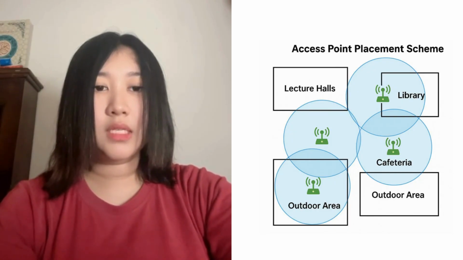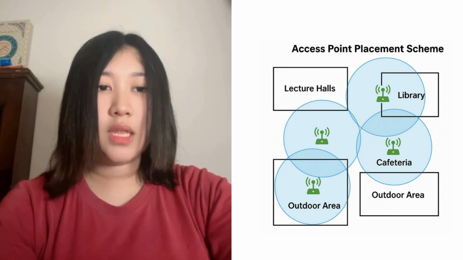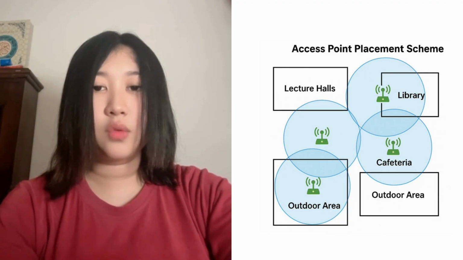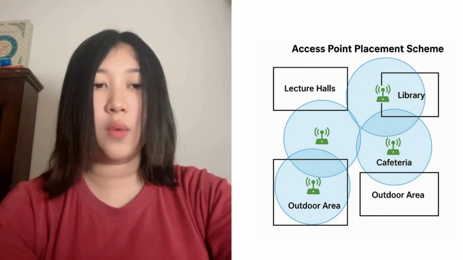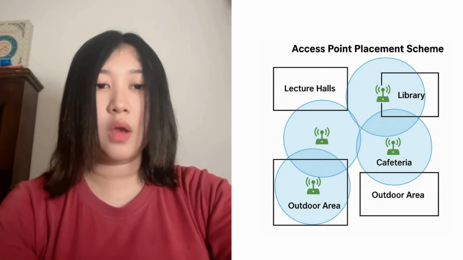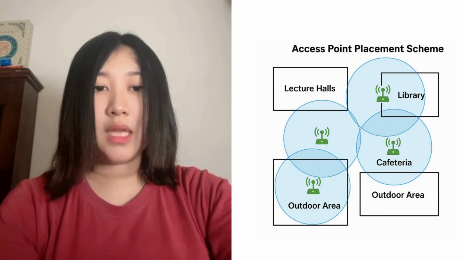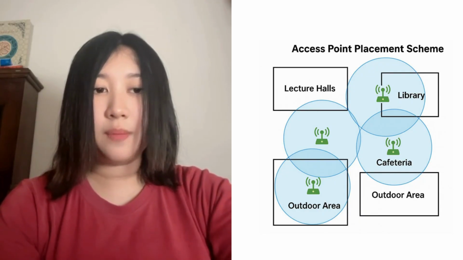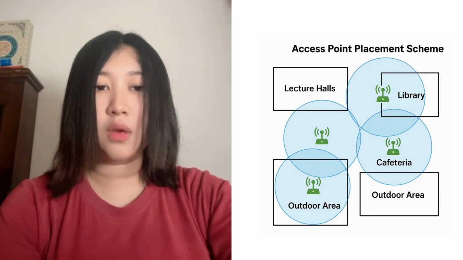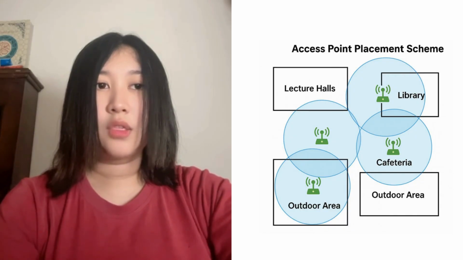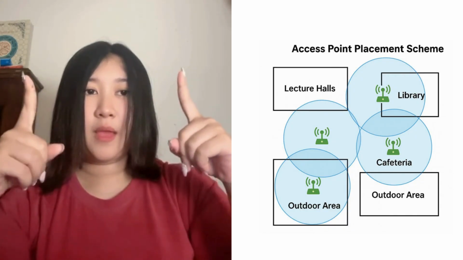The distance between access points should ensure signal overlap to prevent dead zones while avoiding excessive overlap that can cause interference. For example, placing access points every 20 or 30 meters in indoor hallways and ensuring coverage in open outdoor spaces like courtyards can provide consistent connectivity. Using a wireless site survey tool before the deployment helps determine the optimal number and placement of access points based on real-world signal propagation. So here is the picture of the access point placement scheme.